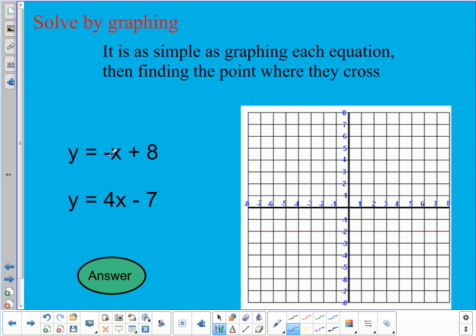I'm going to graph the first one. I have a y-intercept of positive 8, that's up here, and then a slope of negative 1, so that's down 1, right 1, down 1, right 1, down 1, right 1. And then as soon as you feel like you can, go ahead and make your line.